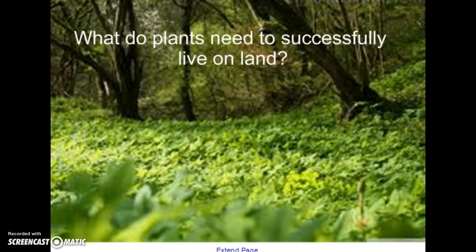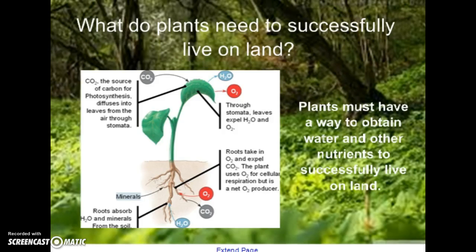Next, let's look at what do plants need to successfully live on land. Think about that for a second. What do they need to be able to live on land? First, they have to have a way to get water and nutrients to be able to live. They do this through their system of roots. Through their roots, plants are able to absorb minerals and nutrients and water from the soil. All of these are things that plants need to be able to survive.